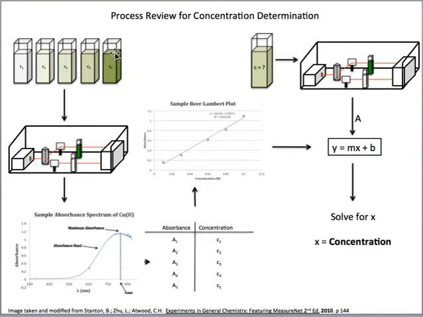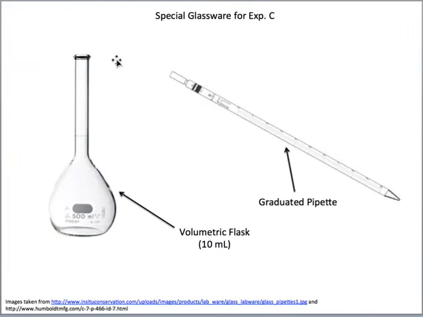All right, so how are you going to make these solutions of known concentration? Well, first you're going to use a couple different pieces of glassware that you haven't seen before. One is a volumetric flask. We're going to give you some 10 ml volumetric flasks. And you're also going to be using a graduated pipette. Your TA will go over how to use both of these at the start of the lab to give you an idea, but if you want to go ahead and Google using volumetric flasks or using graduated pipettes, you can do that so that you're even more prepared. But your TA will go over that at the beginning of the lab.